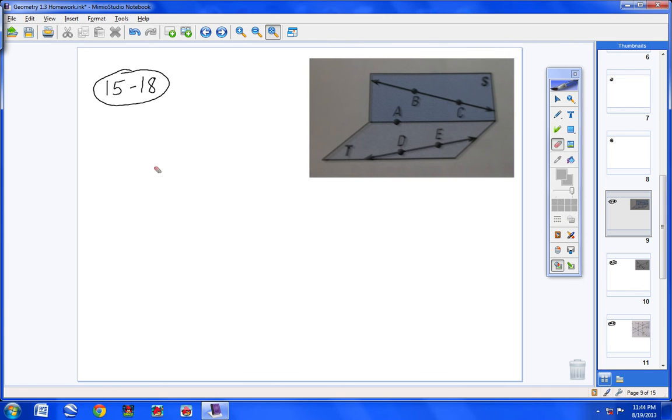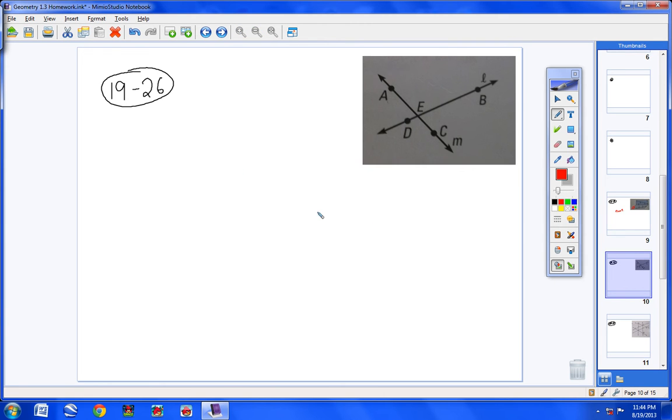Okay, let's move on to number 18. Name the plane that contains A, D, and E. All right, here we go. So A, D, and E are all in this flat plane down here. Notice how A is in both planes because the two planes intersect, and that's totally fine, of course. So what plane is A, D, and E in? Well, it's plane T. Plane T. All right. And that's number 18. Okay, let's continue on to numbers 19 through 26.